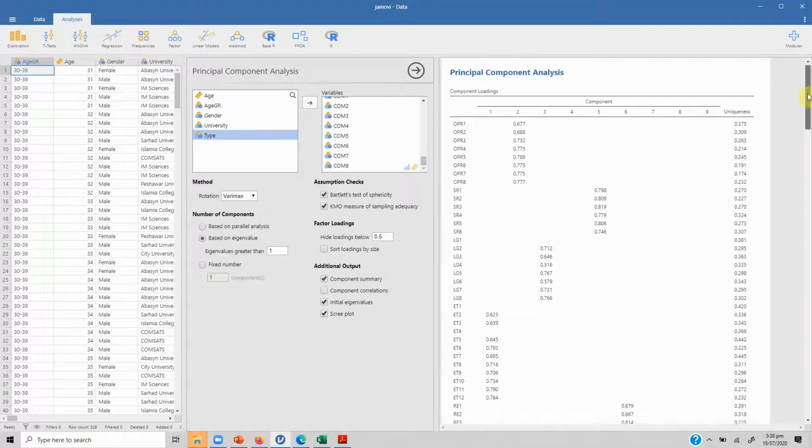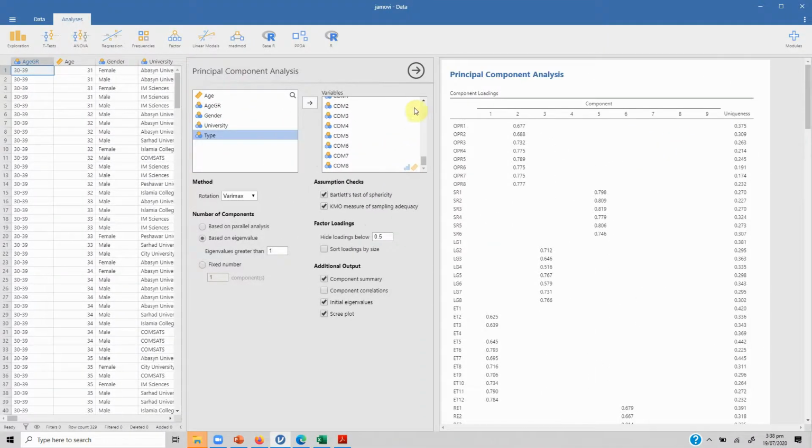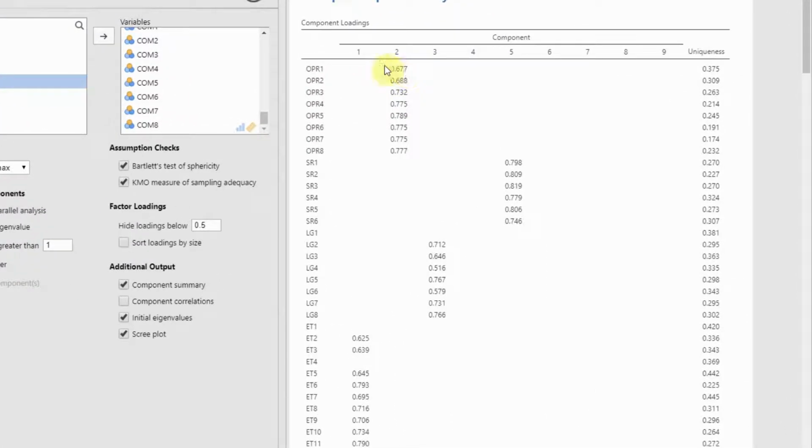Okay, now have a look at this. Operational responsibility had 8 items and all these are loading together. Why are they loading together? Because all of them have got good correlation within themselves. Because these 8 items are actually representing one construct, one category that we identified. Same is the case for stakeholder responsibility, legal responsibility, ethical.